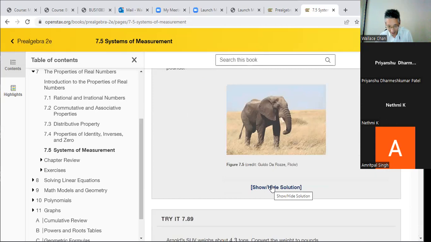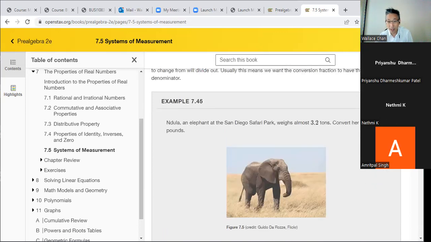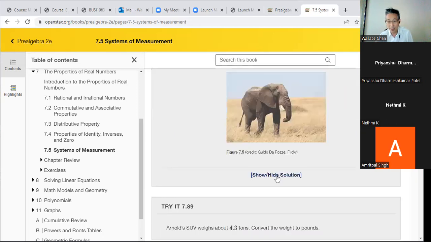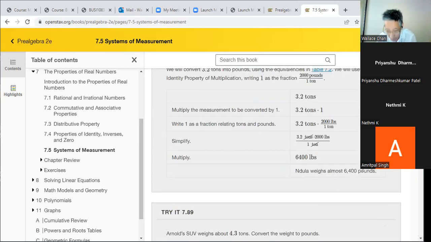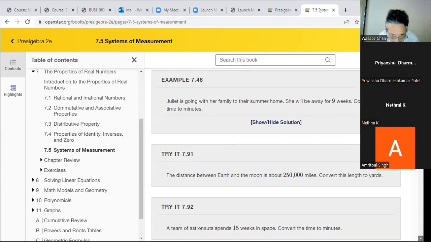Sorry, sir, I didn't get the answer. Oh, you haven't got the answer? Okay, now because 1 ton is equivalent to 2,000 pounds, and you have 3.2 tons, all you need to do is multiply 3.2 by 2,000. And the answer should be 6,400 pounds. Okay, yes, sir. And now this one.